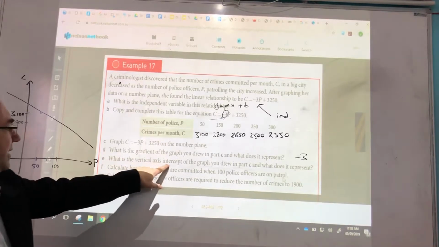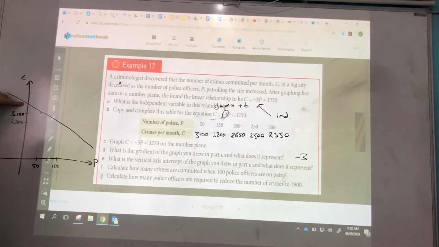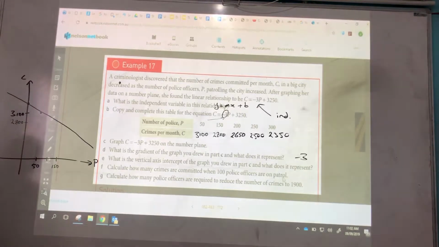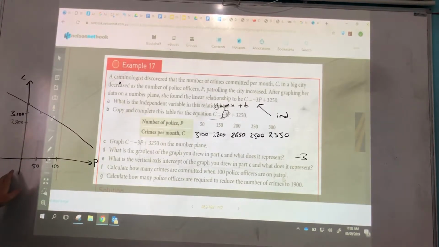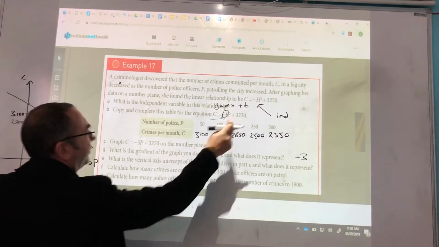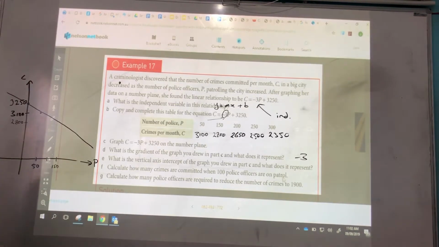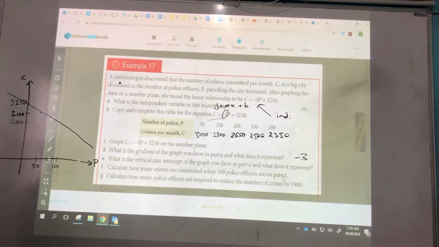What is the vertical axis intercept of the graph you drew in part C? The vertical axis is our C-axis here. It's asking us how many crimes would be committed if there were no police? So that's how you find the vertical axis intercept. You go to the 0 point there. So if P equals 0, how many crimes would there be? We can just plug that into the formula and we would see there's 3,250 crimes. So what does the vertical axis intercept represent? It represents the number of crimes that would be committed if there were no police on the streets.